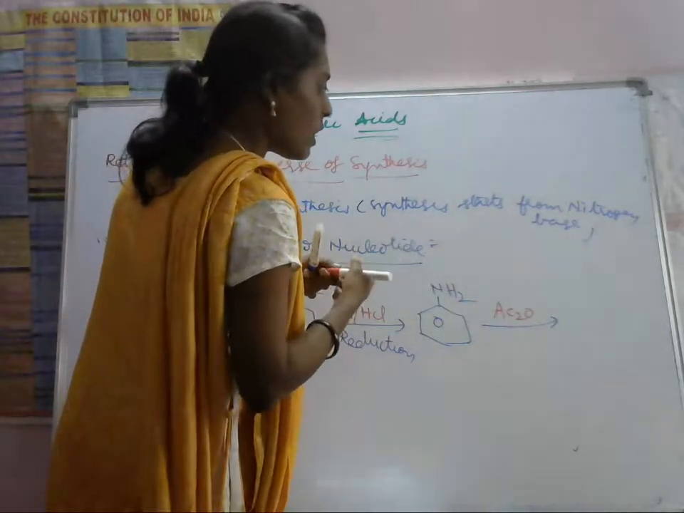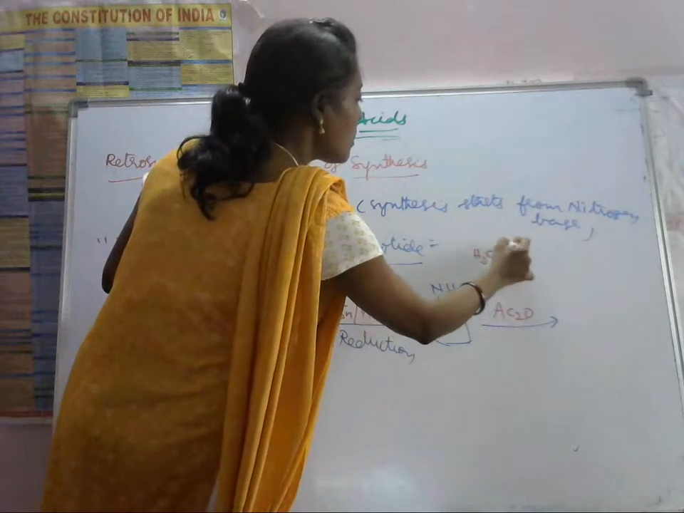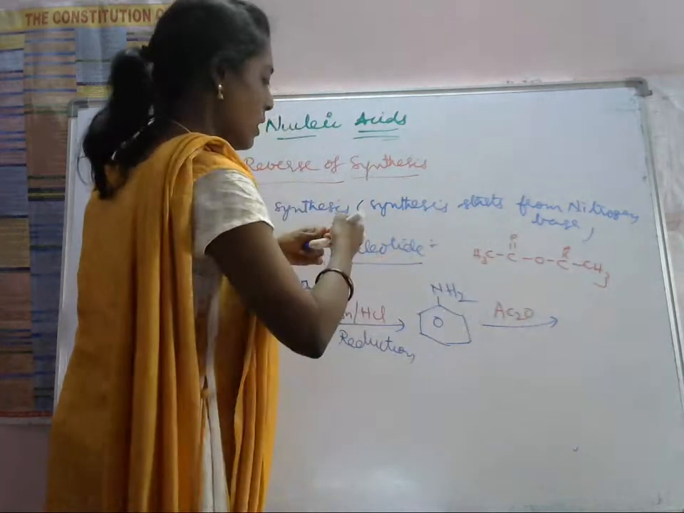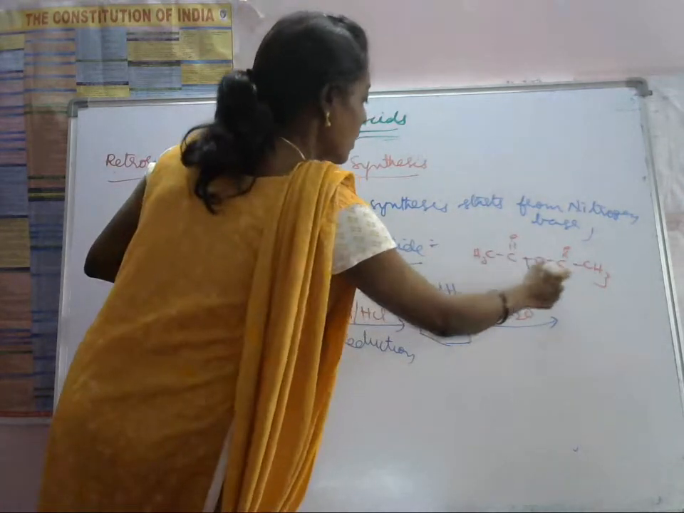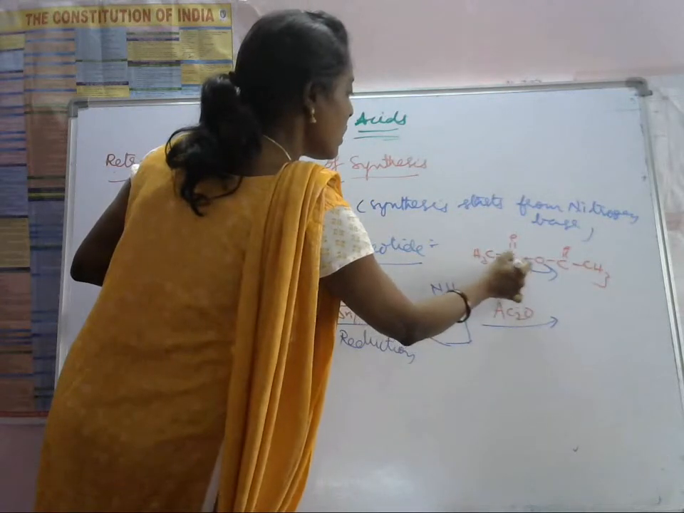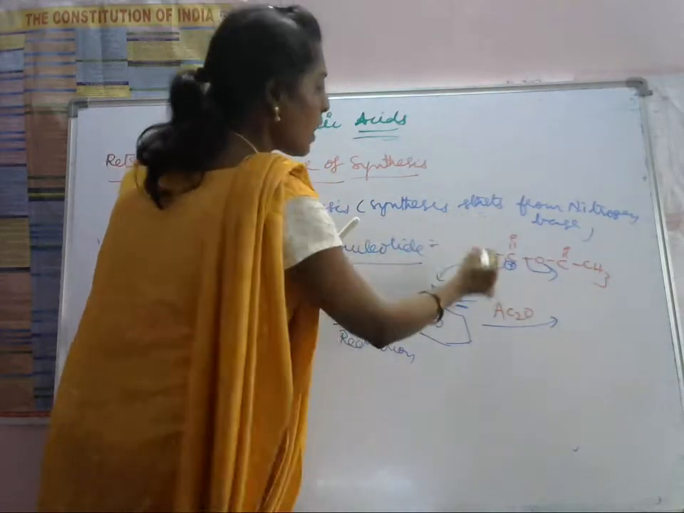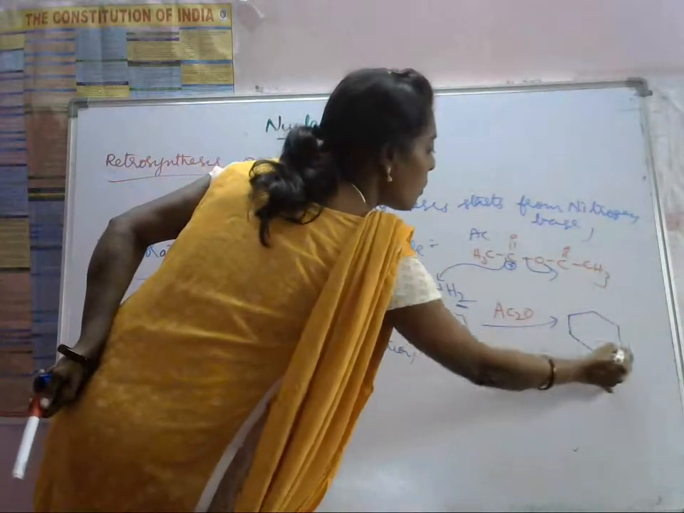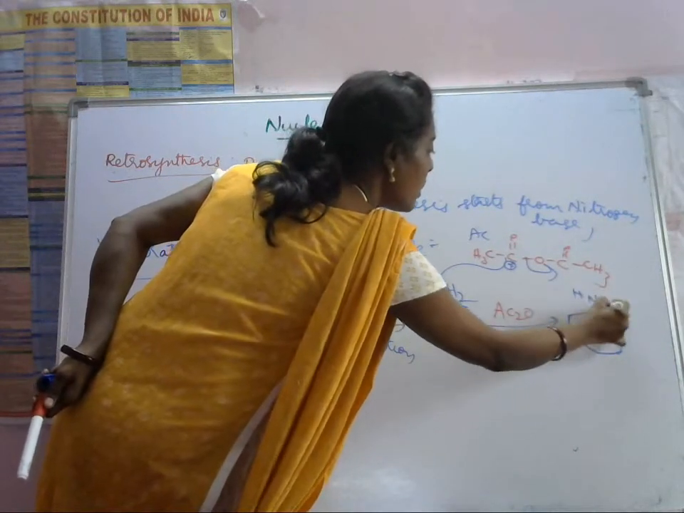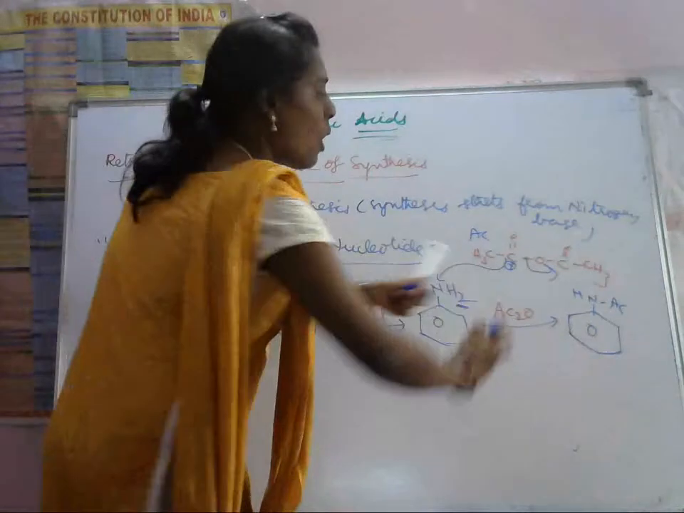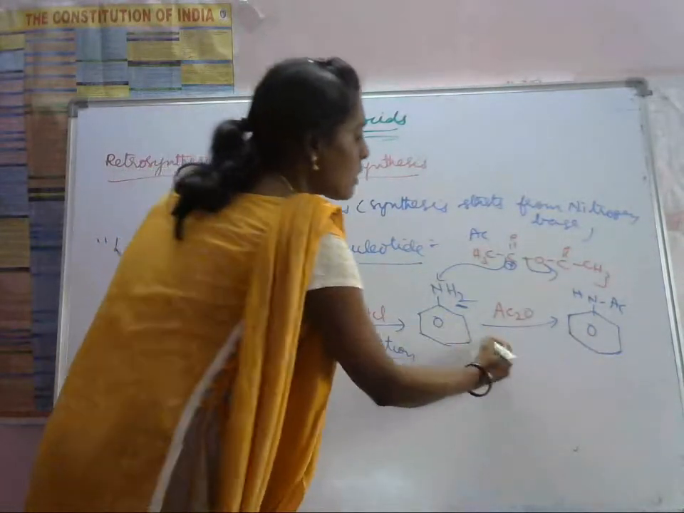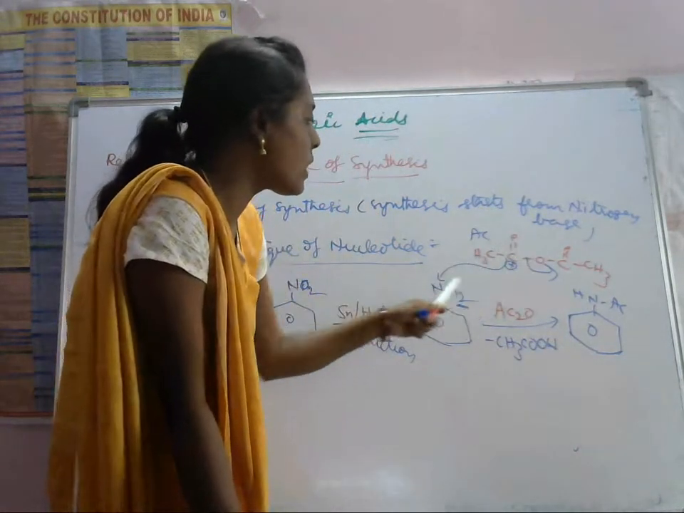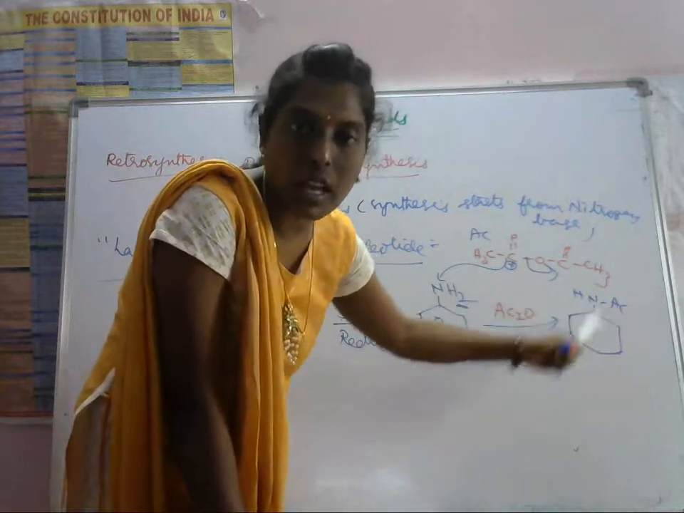What is Ac? I have already explained: CH3, C double bond O, C double bond O, CH3. This is the acetic anhydride. It removes one of the hydrogens, and this plus will attack this nitrogen, so we write it simply as Ac. So we get NHAc. One of the hydrogens goes out and is removed as CH3COOH, and this acetyl group attacks the nitrogen and forms this acetyl derivative.